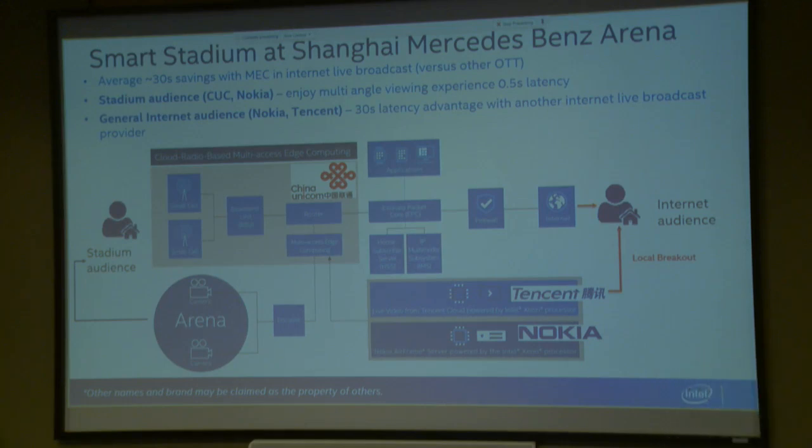So, yeah, more like spying. That 30-second delay sounds like a lot of spying going on.